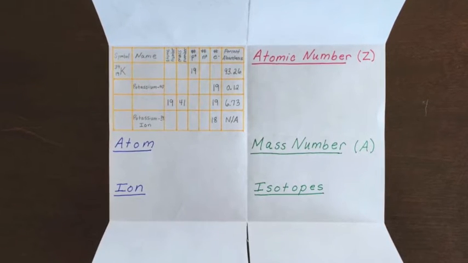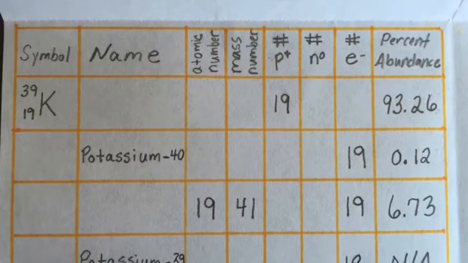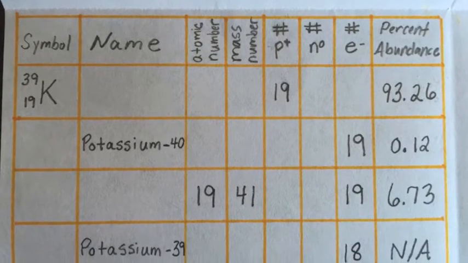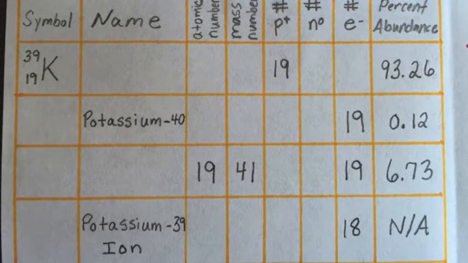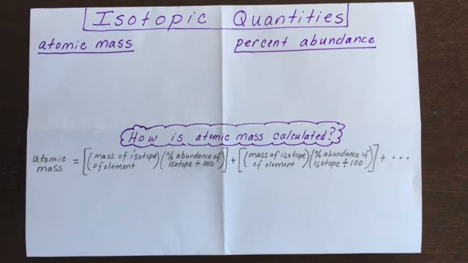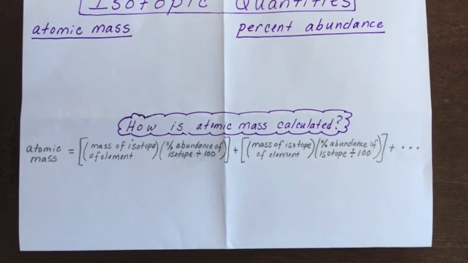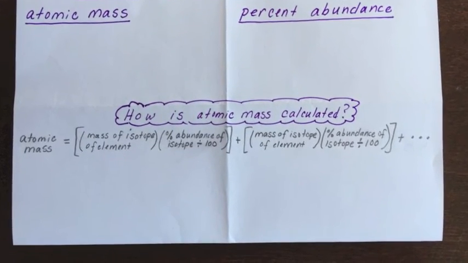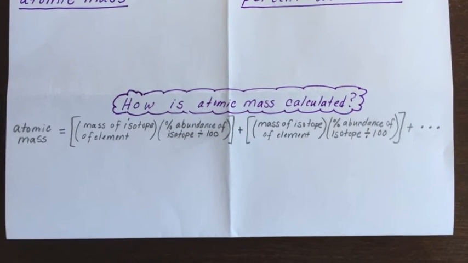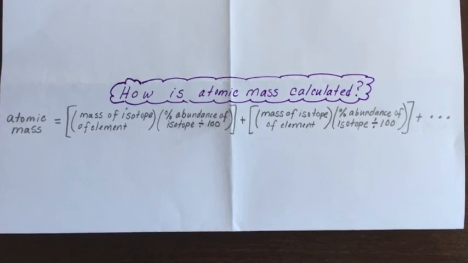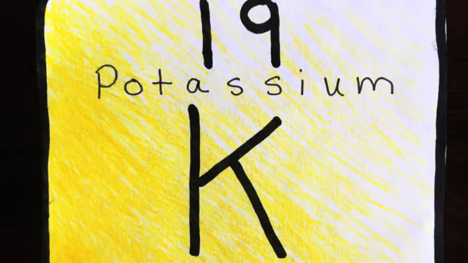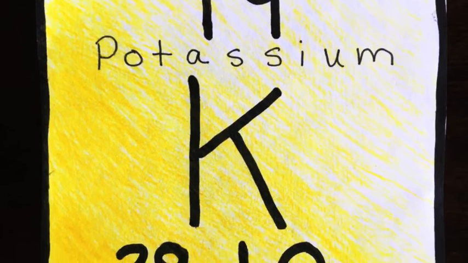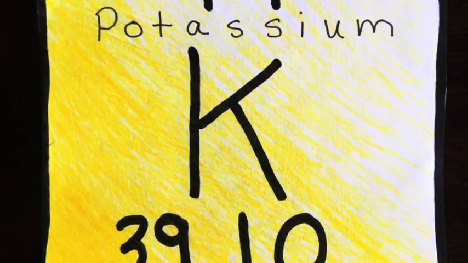When you've done that, you should be able to fill in the missing blanks on a table similar to this one. In this case, we have different isotopes and an ion of potassium. On the back, you'll have 2 more terms to define and a formula we're going to use that calculates atomic mass based off of the mass of the isotope and its abundance. So when you see this symbol again, you'll know what those numbers mean and how they were calculated for each element on the periodic table.